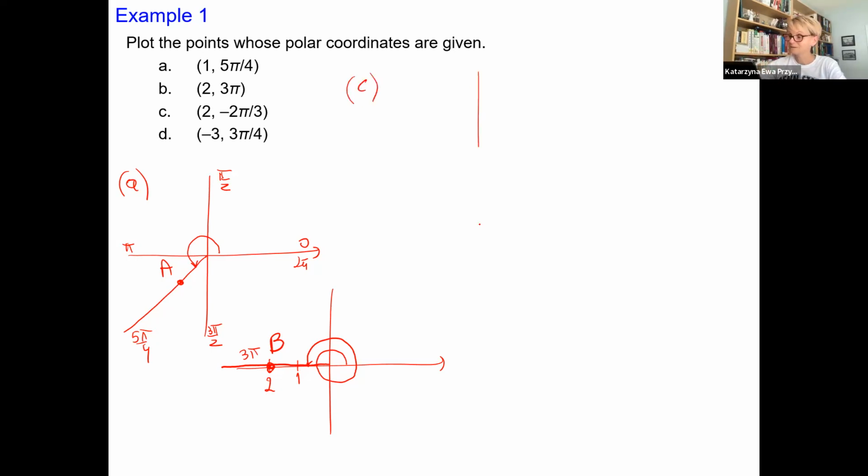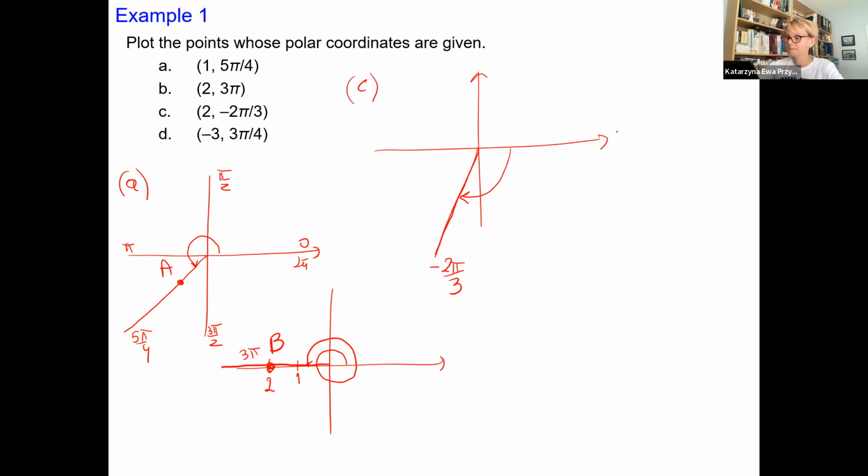What about C? In which quadrant will the point C be plotted? Negative 2 pi over 3. It's negative 120 degrees. That means it's that angle, negative 2 pi over 3.